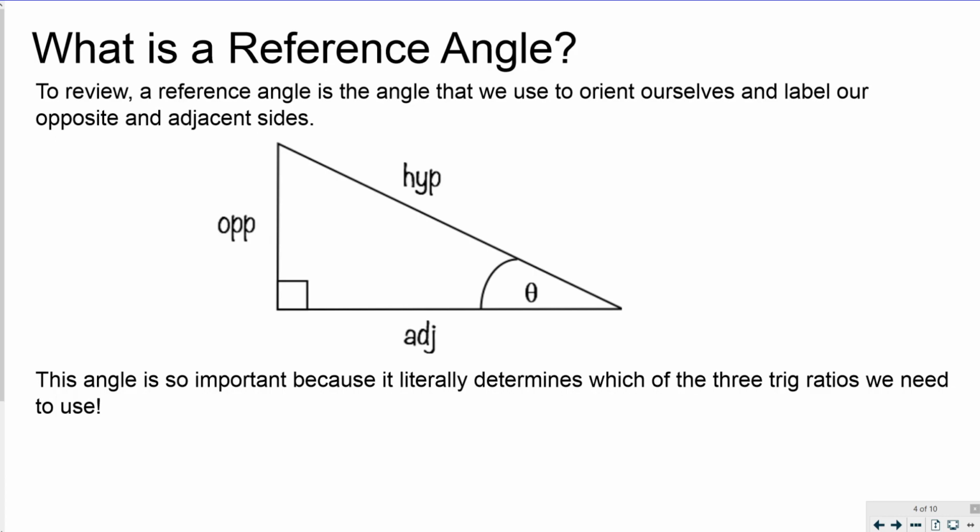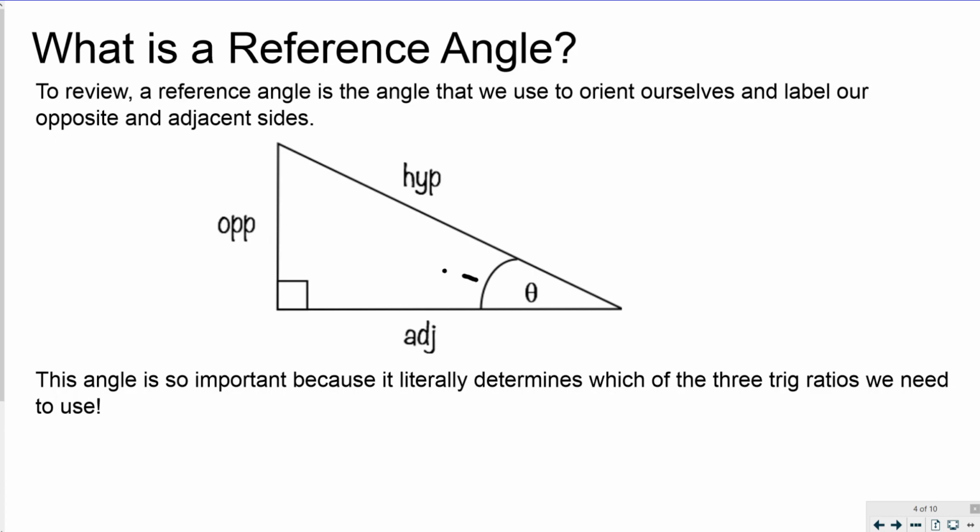A reference angle is an angle that we use to orient ourselves and label our opposite and adjacent sides. So in the sample triangle here, theta is my reference angle. That's the symbol we usually use to refer to our reference angle. The opposite side is labeled as such because it is literally opposite, across the entire triangle. And the adjacent side is right next to it.